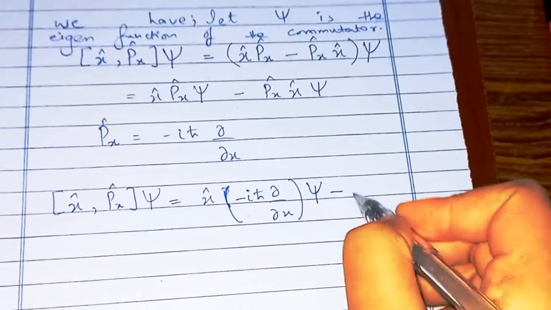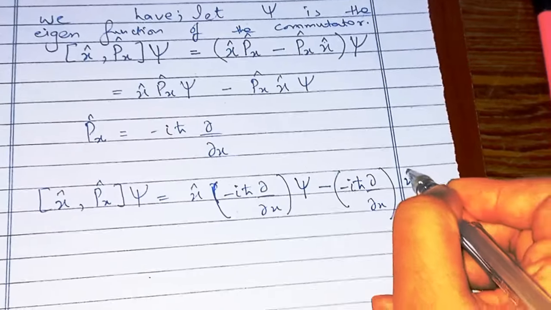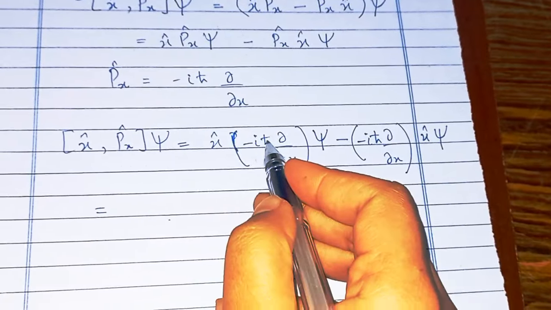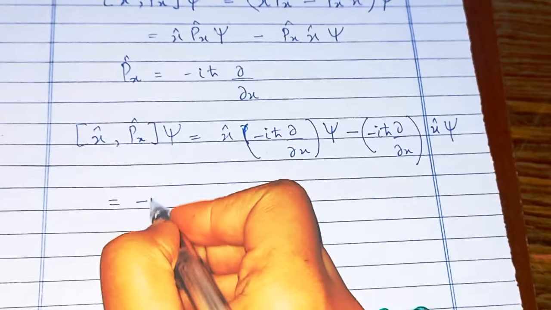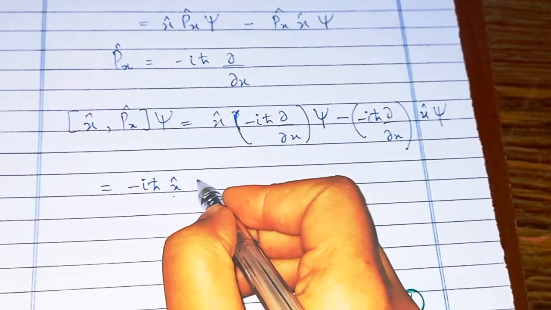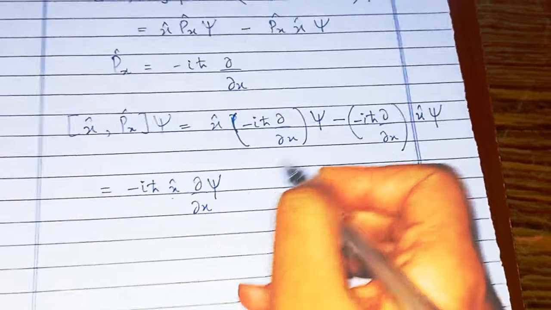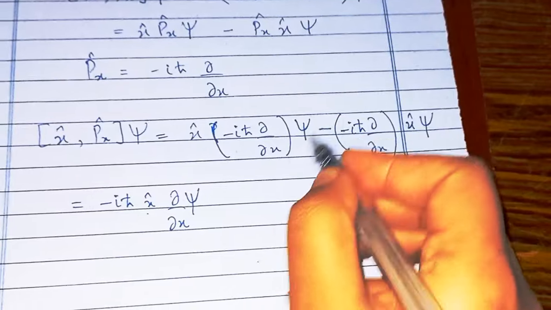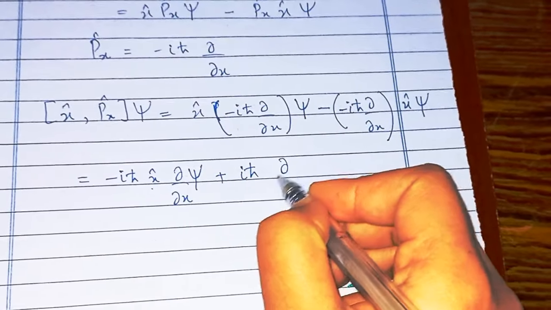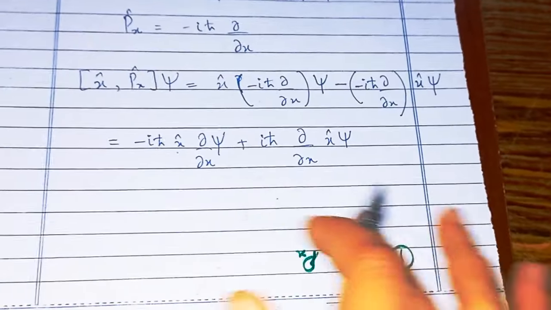In place of px, I'm again writing minus i h-bar partial by partial x, then the x operator applied on psi the same way. And here minus i h-bar is a constant, so we can take it outside, and we have the x operator applied on partial by partial x psi. So it's partial psi by partial x. As a result, minus minus plus, this is i h-bar. Then we have partial by partial x and the x operator applied on psi. Now let's simplify these operators.